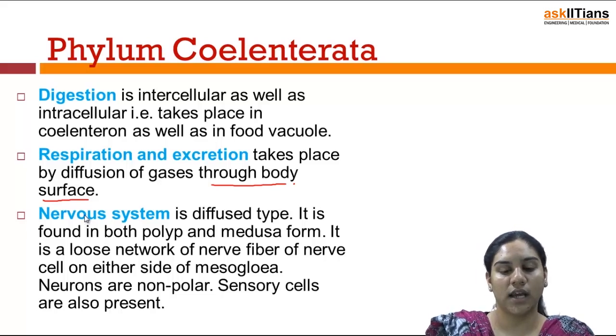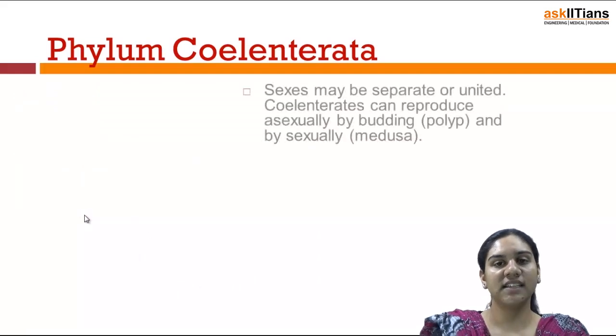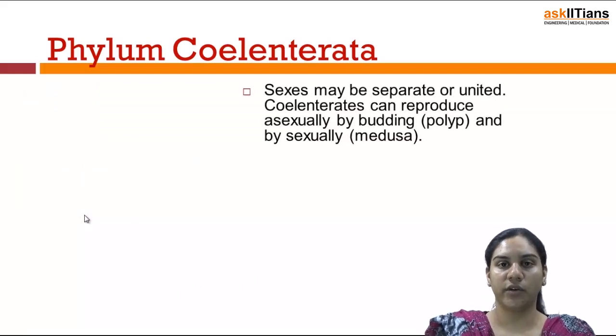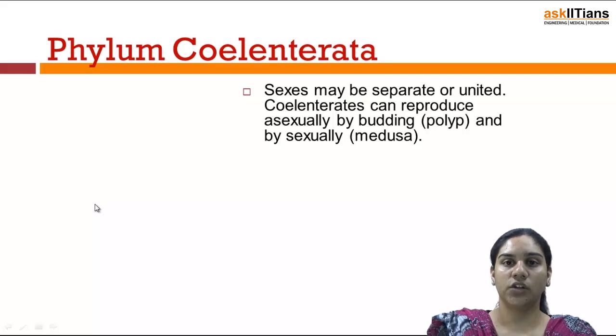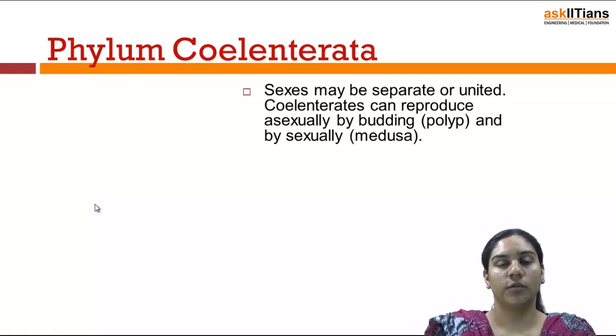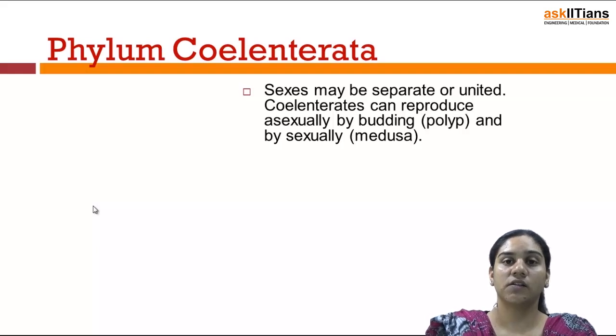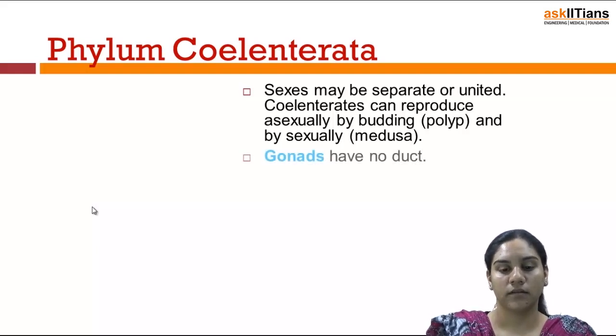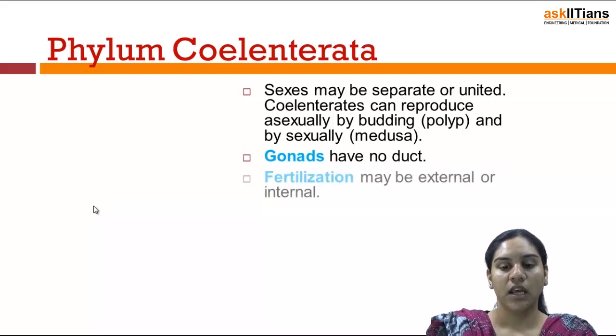And we also know that sensory cells are also present in these organisms. The sexes in these animals may be separate or united, and coelenterates can reproduce asexually by budding, that occurs in the polyp form, and sexually by formation of the male and the female gamete, that is the sperm and the ova, which occurs in the medusa form. Gonads in these organisms do not have ducts. The fertilization may be external or internal.